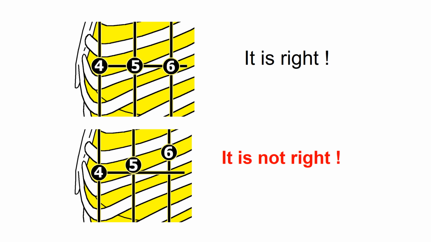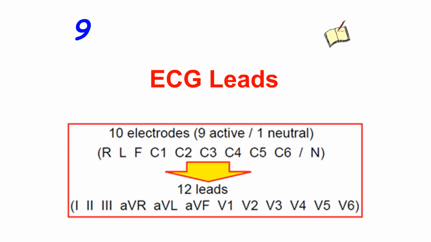Once again we draw your attention. We place chest electrodes V5 and V6 strictly at the horizontal level of electrode V4. The placement of electrodes V5 and V6 in the fifth intercostal space is a fairly common mistake. Don't make this mistake.